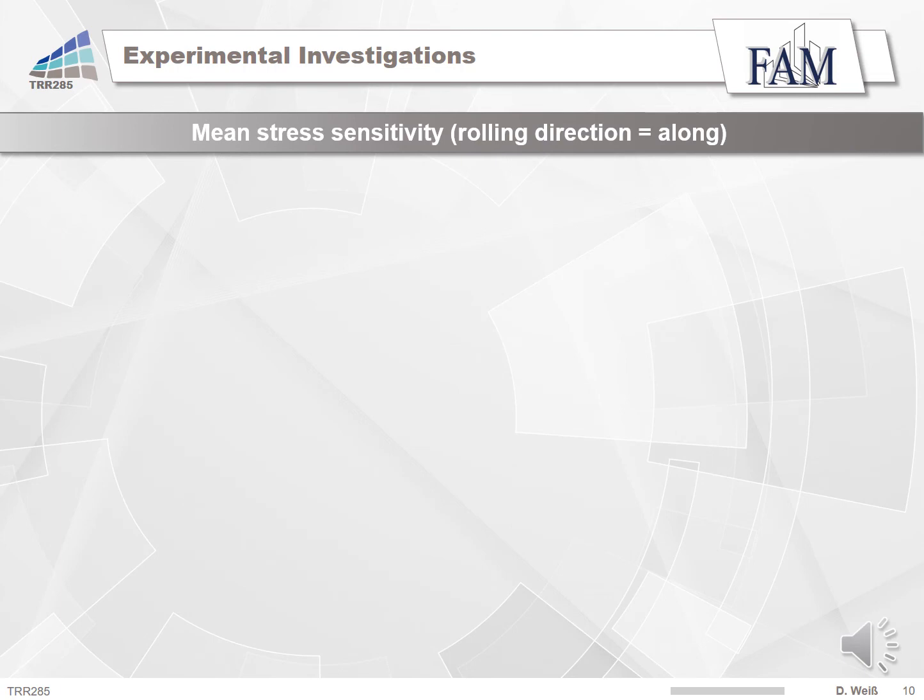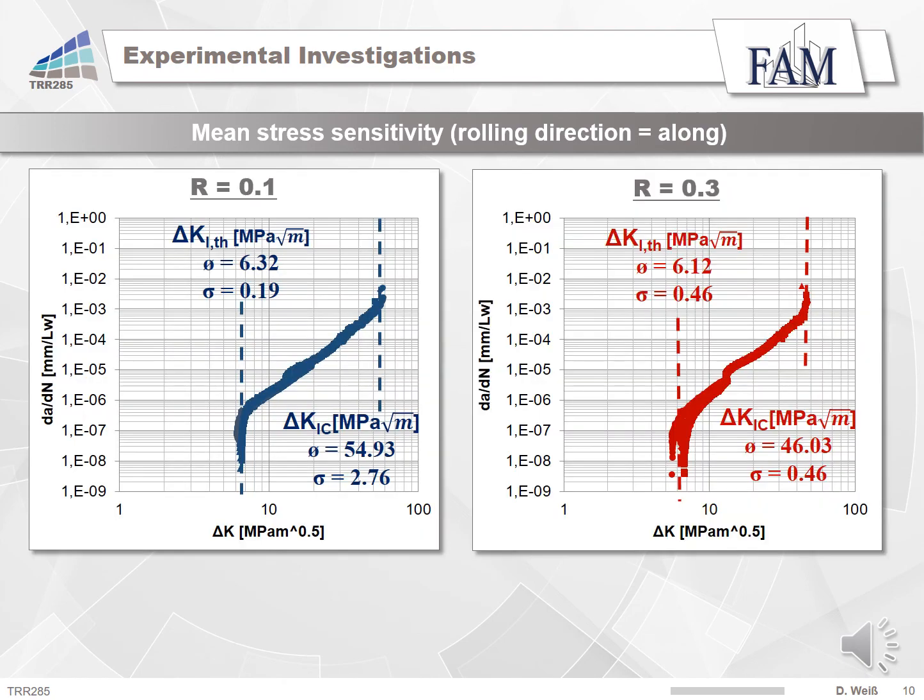The following slide shows the influence of the R ratio on the crack propagation curve. All tests were carried out with a longitudinal rolling direction. The comparison between the R ratio 0.1 and 0.3 shows that the fracture toughness is, with 46 megapascal square root meters on average, significantly lower at an R ratio of 0.3.